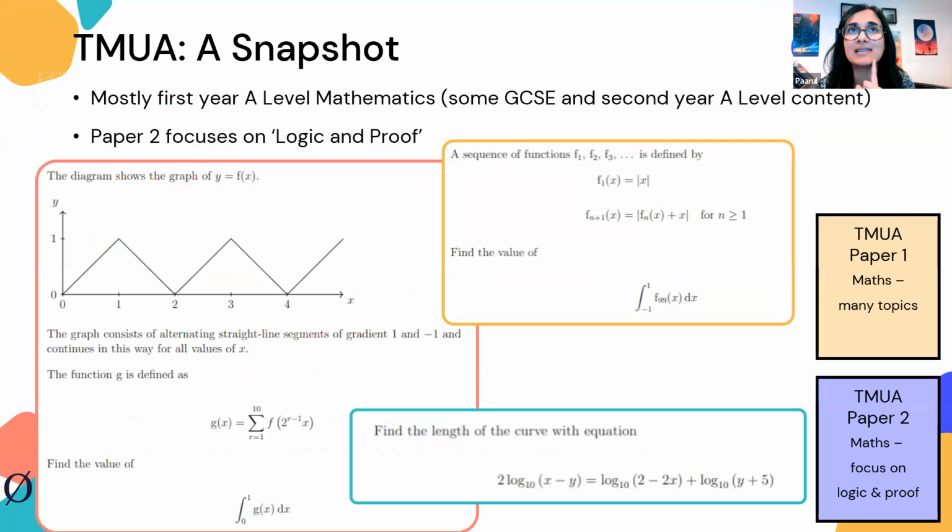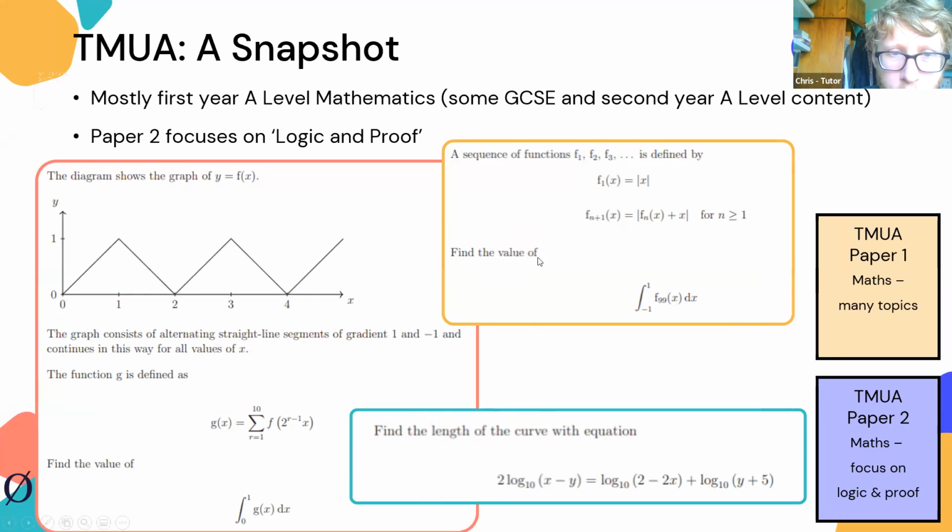Now let's look at a snapshot of the TMUA, Chris. Yeah, so here we've got just a selection of questions to show some topics that might come up. This is maybe like paper 1, where you're being tested on your understanding of maths A level, though with harder problem solving. You can see we've got these sums and integrals everywhere. We've got a weird graph where it goes up and down. It doesn't look like any function you've seen before, probably.